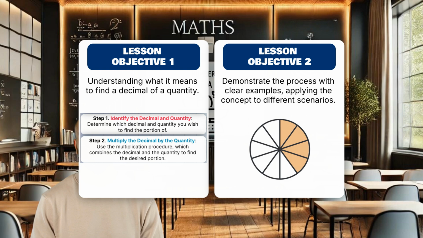1. Finding 0.5 of £40 resulting in £20. 2. Finding 0.25 of £80 also resulting in £20. 3. Finding 0.15 of £120 resulting in £18. Through these examples, we reinforce the multiplication procedure: treat the numbers as whole numbers, multiply, and then adjust the decimal point accordingly. By mastering this technique, you can accurately determine proportions, calculate discounts, and solve various practical problems with ease.